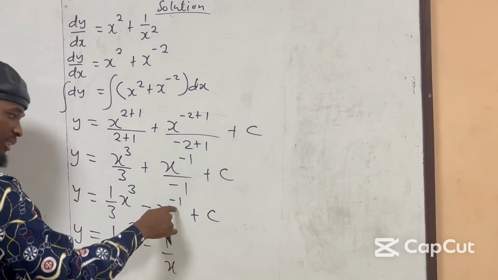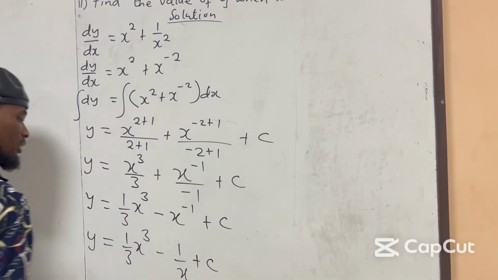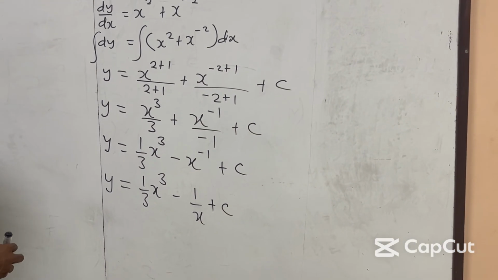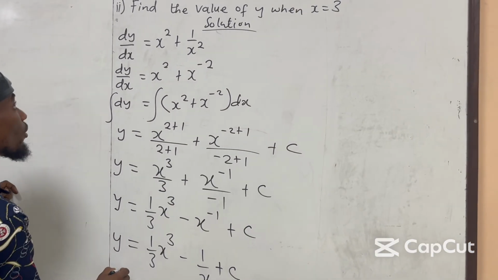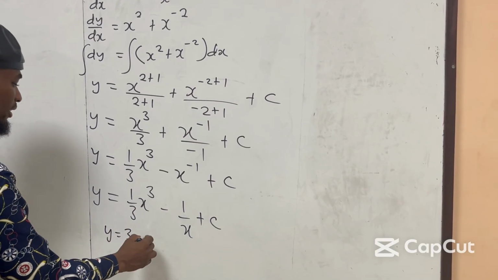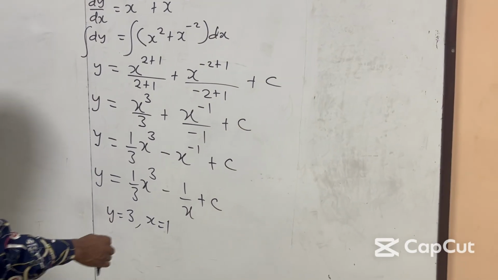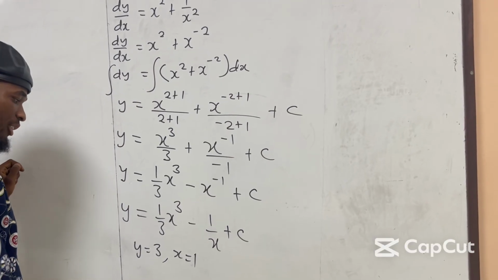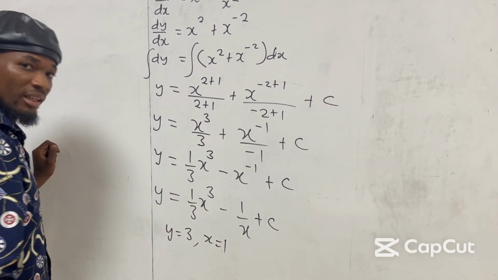This is the same as this, according to the law of indices, then plus my constant of integration. So find the equation of the curve. Is that okay? So now we are saying that y is equal to 3 when x is equal to 1. Because we don't know the value of the constant of integration, we know the value for y and we know the value for x. So let's do that, okay?